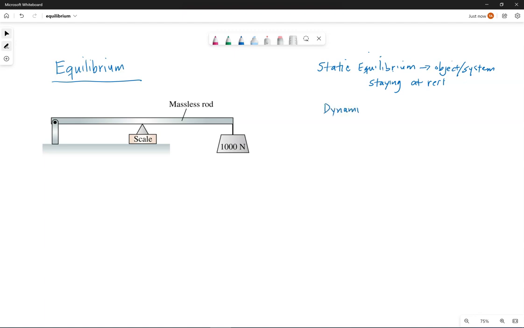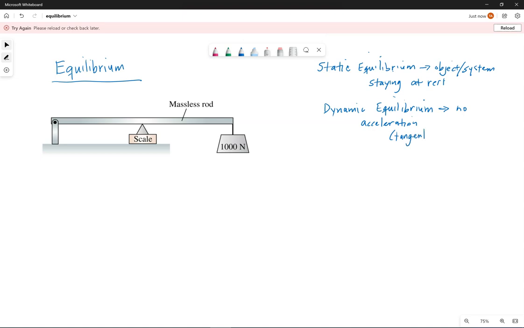Dynamic equilibrium is an object that is moving but has no acceleration. And by that we mean no tangential acceleration. So it's not speeding up or slowing down in any way. So no tangential acceleration, no linear acceleration, no angular acceleration. So it's rotating at a constant rate.